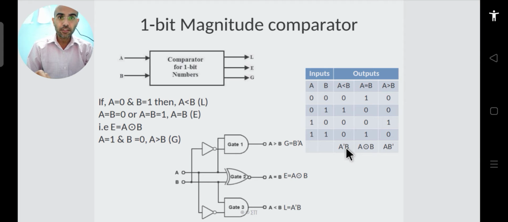So you can write it here, A complement B, right? Whereas when A is greater than B, for that case the min term which you should get is A B complement. So A B complement. Okay. So this corresponds to this A B complement. And if you consider A equal to B, it is nothing but an XNOR gate.